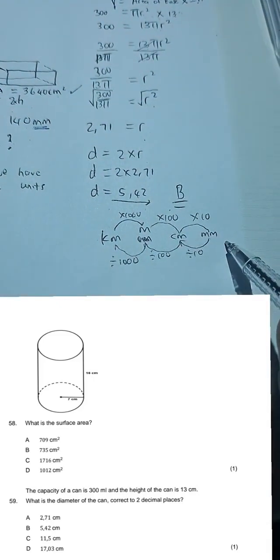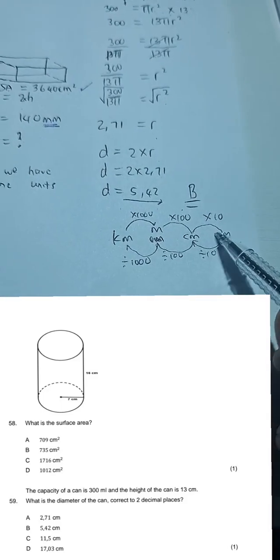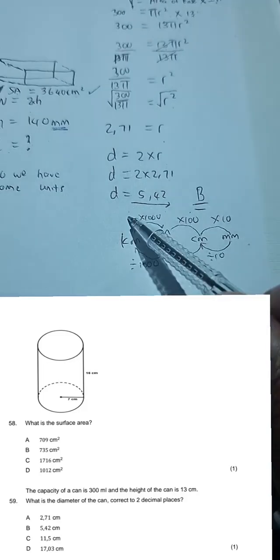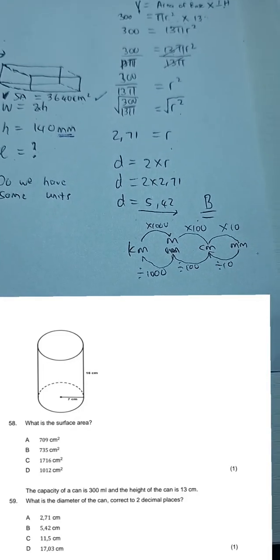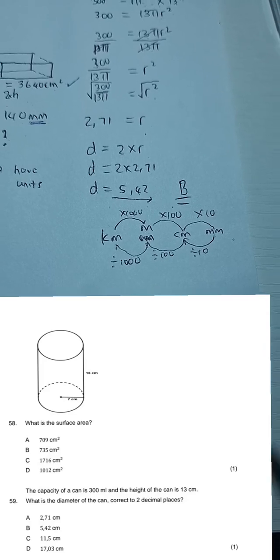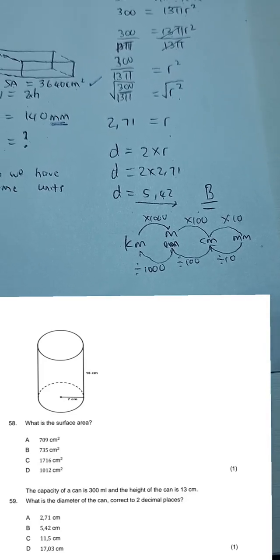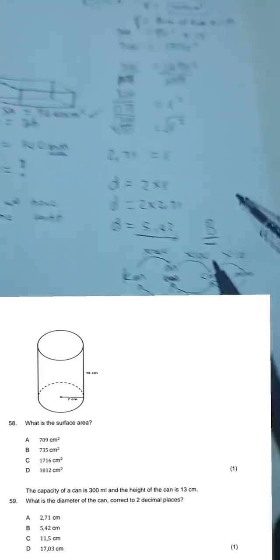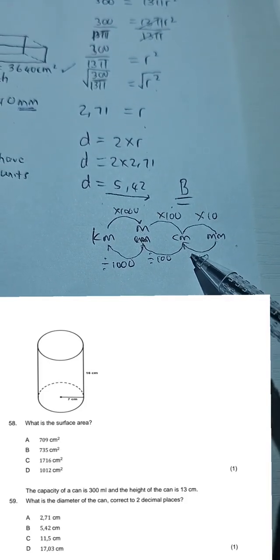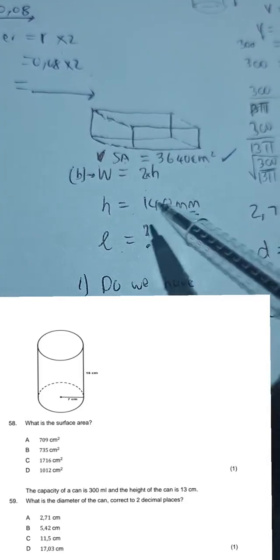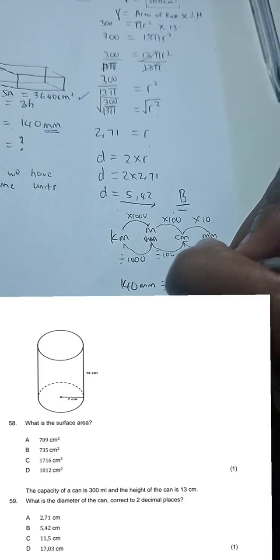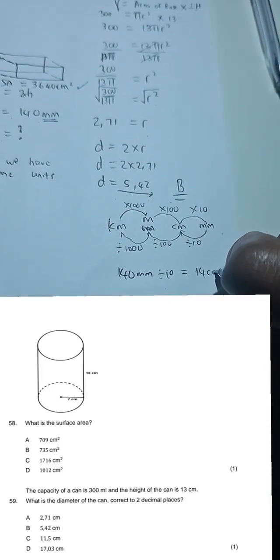And remember guys, if we want to move from millimeters to meters, then we need to divide by 10, then divide by 100, and we'll get there. So it's always useful to have this drawn in our paper somewhere when we are about to do a question that has meters, centimeters, kilometers, because we might need to convert some units. So how do we convert 140 millimeters to centimeters? From millimeters to centimeters, we must divide by 10. So 140 divided by 10 is 14 centimeters.